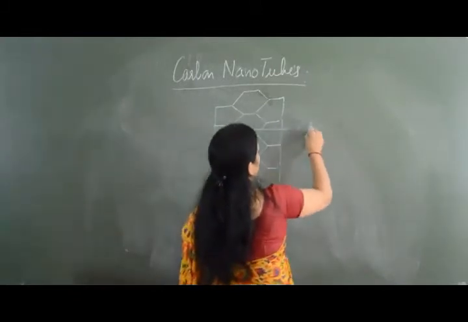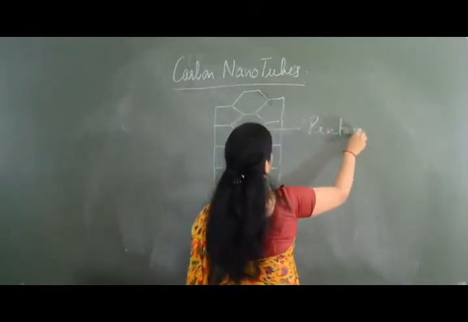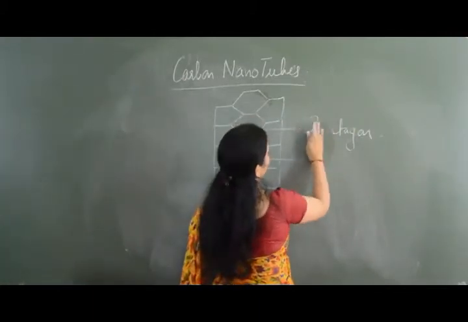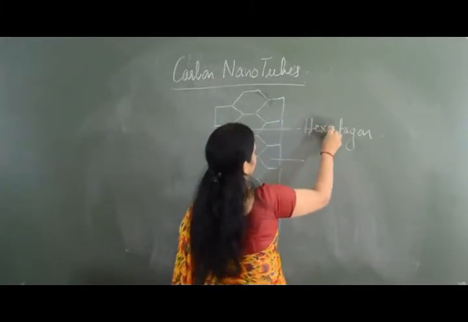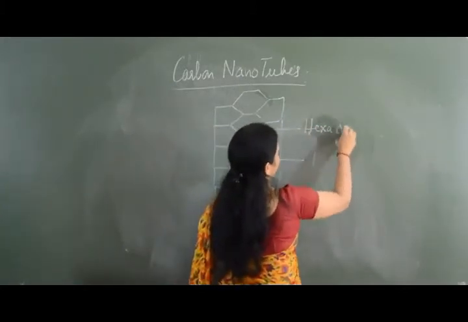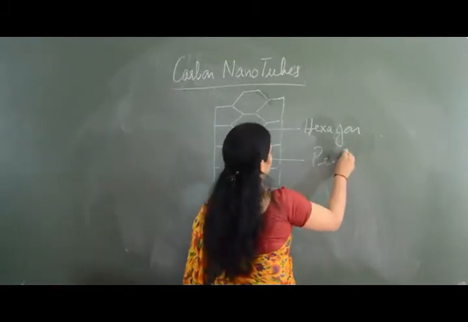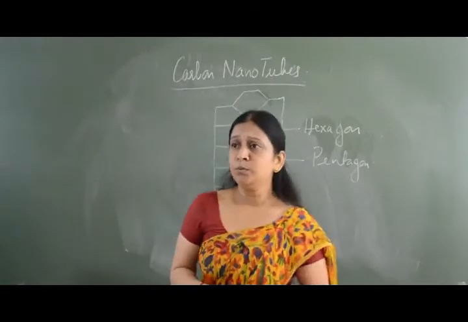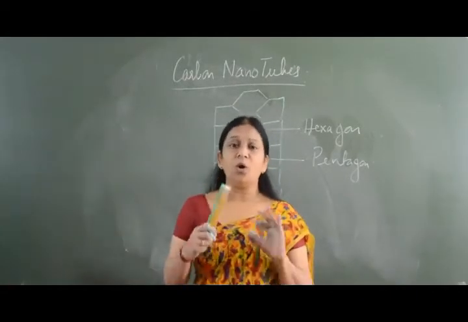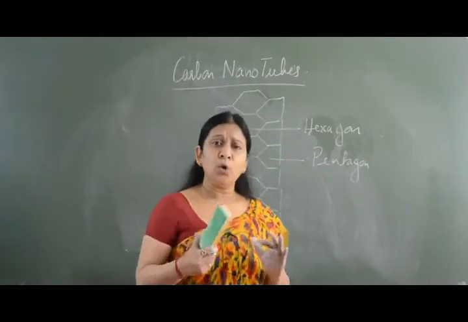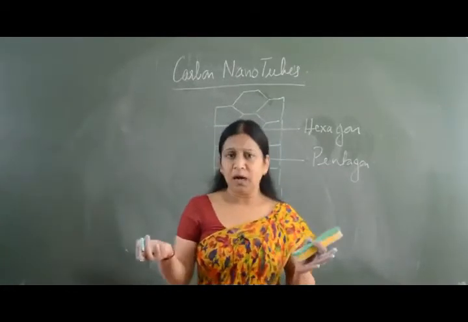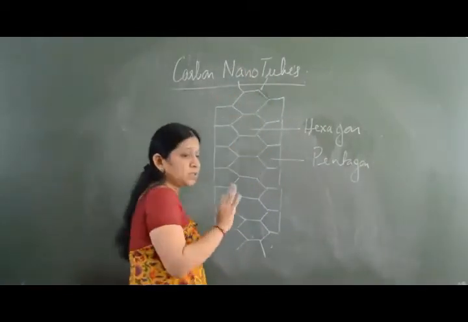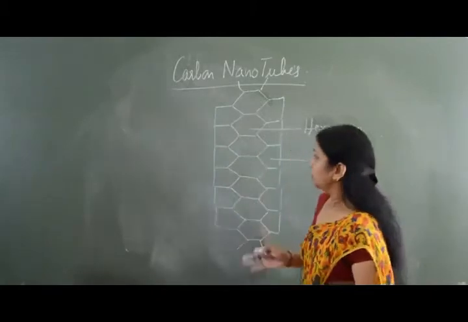So at the central part we have pentagons, and at the ends or corners we have hexagons. And carbon nanotubes can be closed or opened, or closed from one part and opened from the other part. Here, this is opened from top and bottom. So this is the structure of carbon nanotubes.